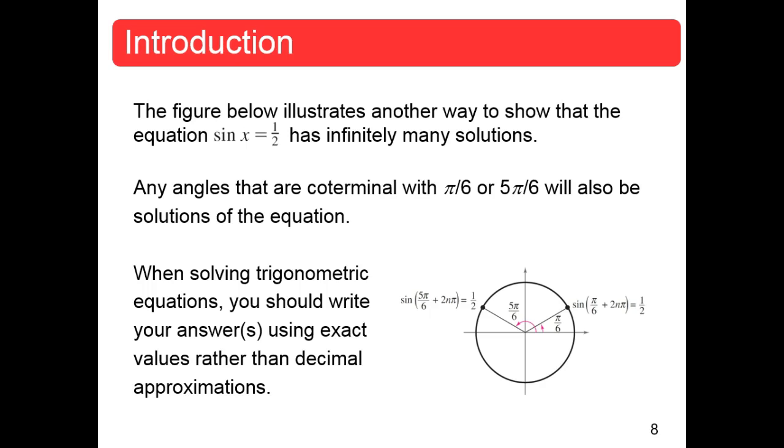And then you can see that anytime you go around the circle another 2 pi, you're at it again and again and again, or in this direction, again and again. 2 pi in either direction, you keep hitting that same point over and over and over. Okay? So any angles that are coterminal with pi/6 or 5 pi/6 will also be solutions for the equation. So when solving trigonometric equations, you should write your answer using the exact values rather than decimal approximations.